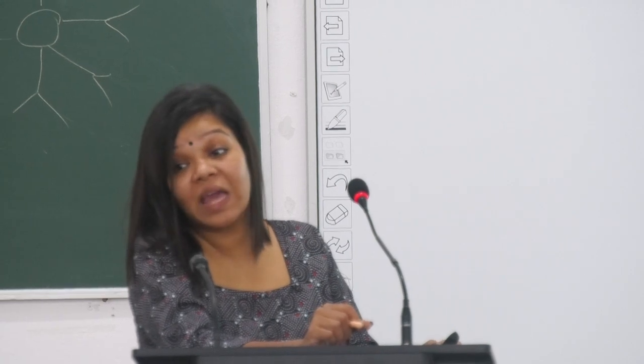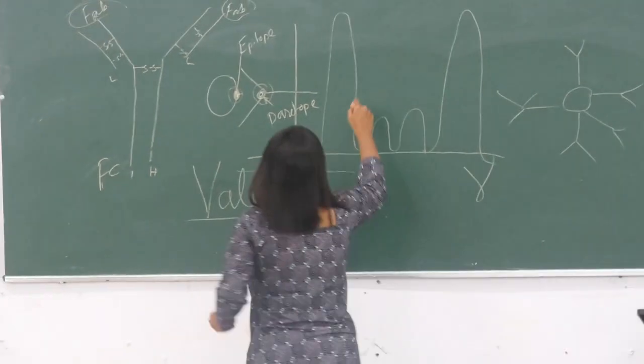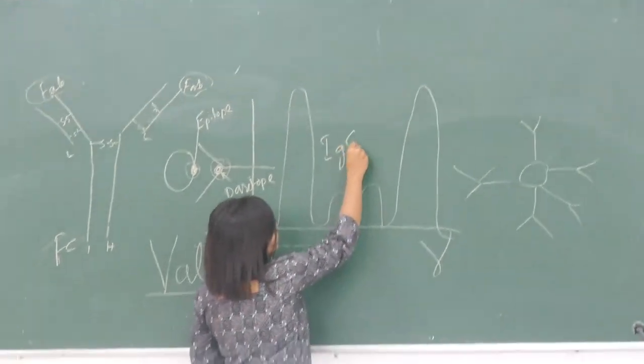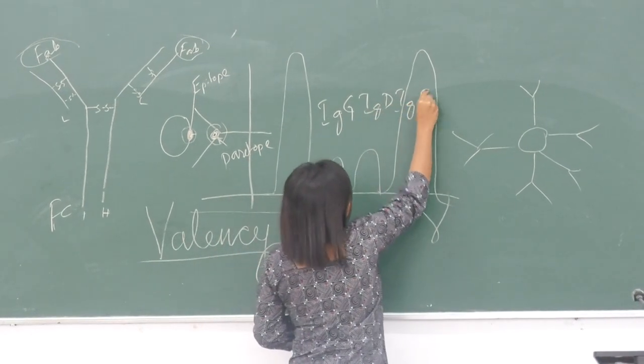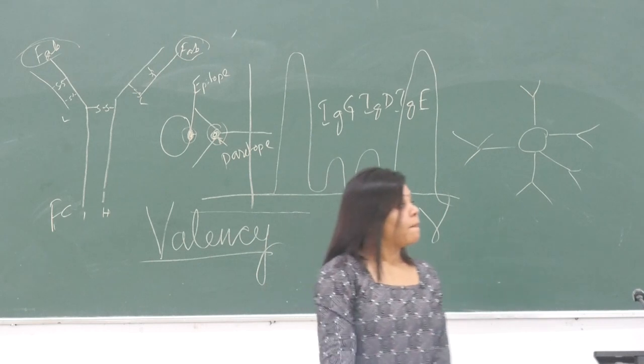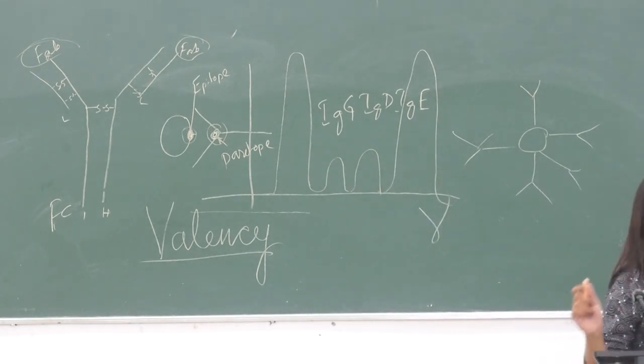Which antibody has double valence? IgG, only IgG, IgD and IgE. They are bivalent. IgA has double valency, meaning it has two molecules of antibodies together. Okay, and IgM is made up of a total of 5 molecules.